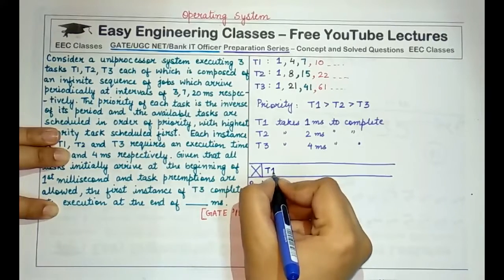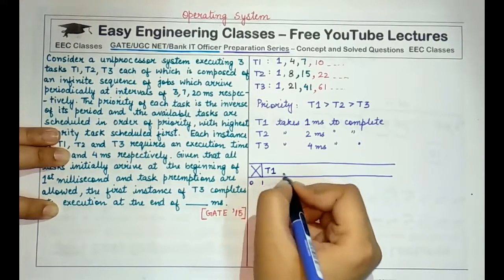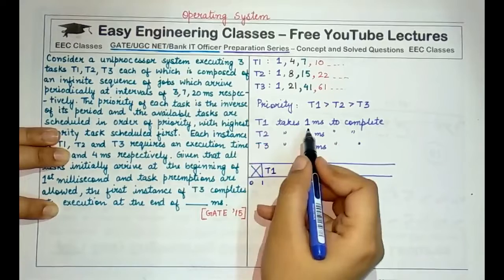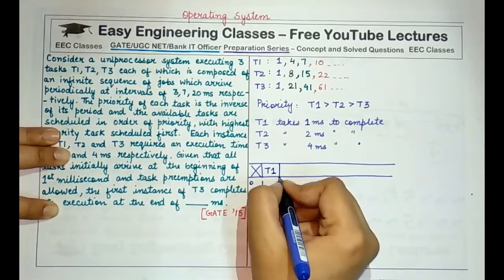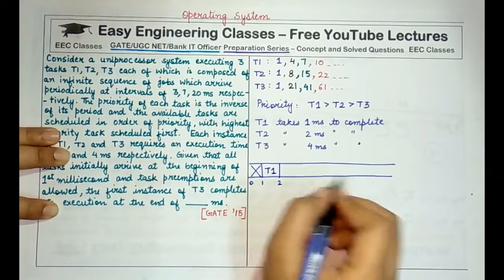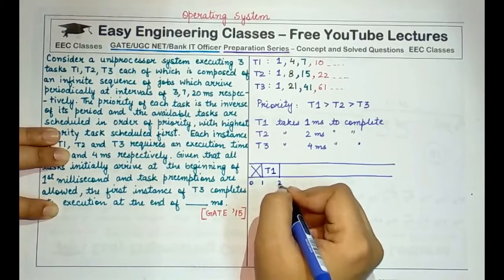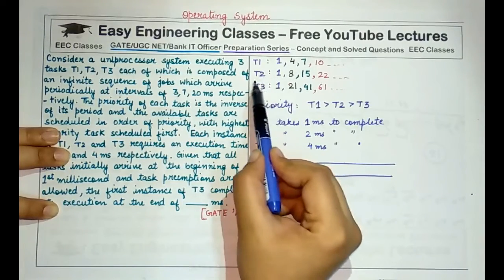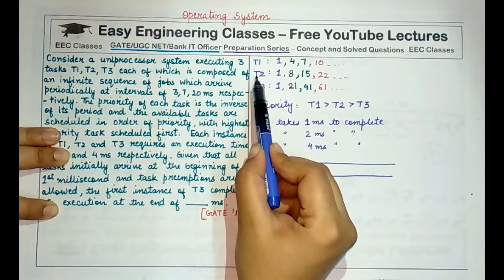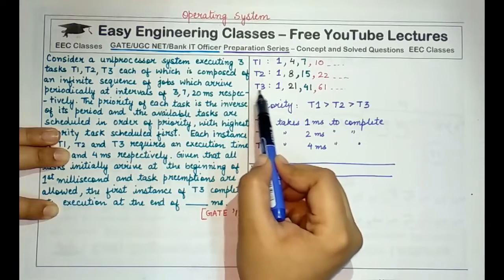Now, how much time does one instance of T1 require to complete? It only requires 1 millisecond. So, at 2 milliseconds, it is completed. Now, at 2 milliseconds, how many processes do we have? We have process T2 and we have task T3.